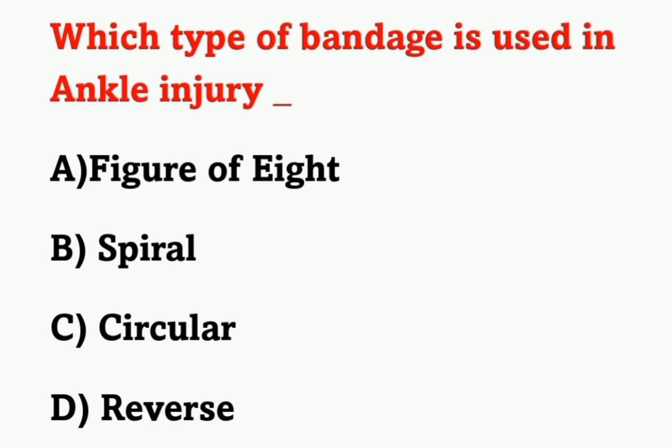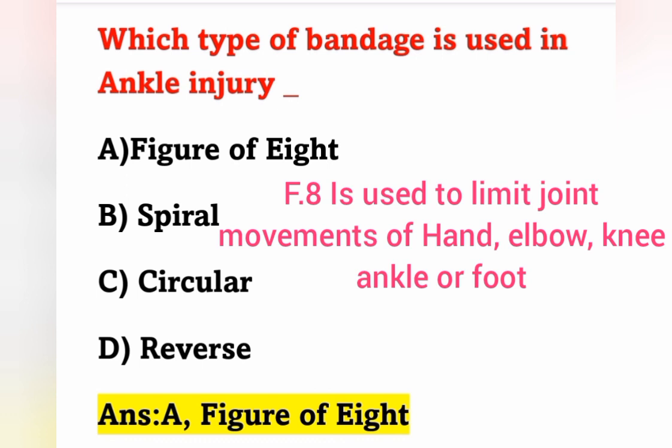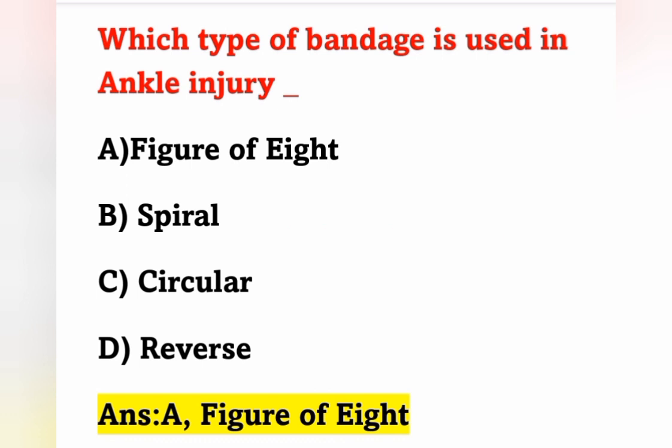Options: option A figure of 8, option B spiral, option C circular, option D reverse bandage. The bandage which is used in ankle injury. The correct answer is option A, figure of 8. Figure of 8 bandage is used to limit the joint movements of the hand, elbow, knee, ankle and foot. So the bandage used in ankle injury is figure of 8.